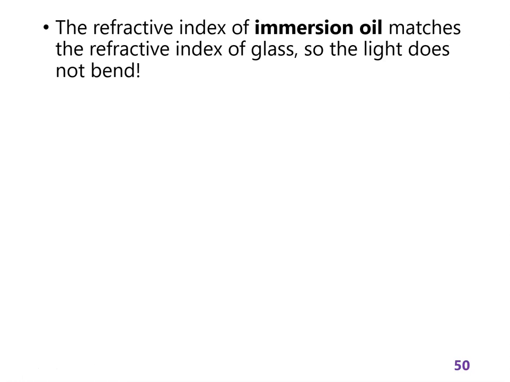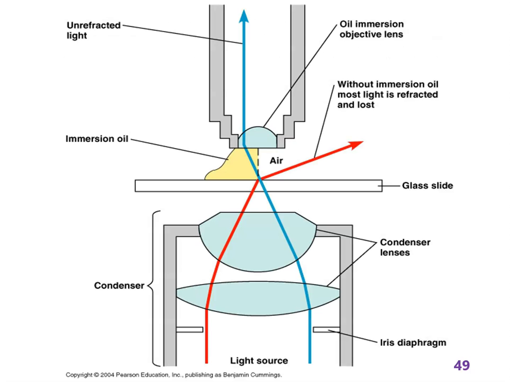If instead we use immersion oil, it mimics glass, and so the light does not bend. So that's this here. The light comes out this way through the sample. It doesn't bend. It goes into the microscope. So if you use oil, you get more light. It's brighter, and you can actually see your sample.